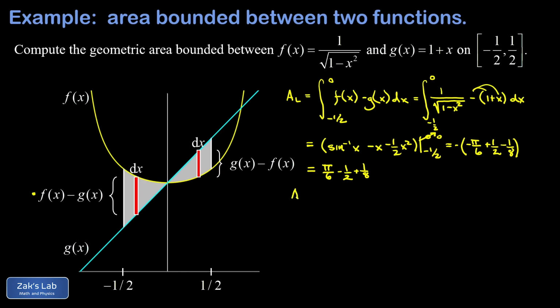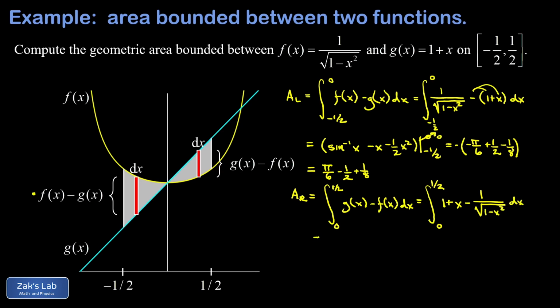So we can write down the area of the right-hand side. This time we're integrating from 0 to 1/2, and we're putting g of x first. So we sub in our functions again. G of x is 1 plus x. F of x again is this ugly square root thing, 1 over square root of 1 minus x squared.